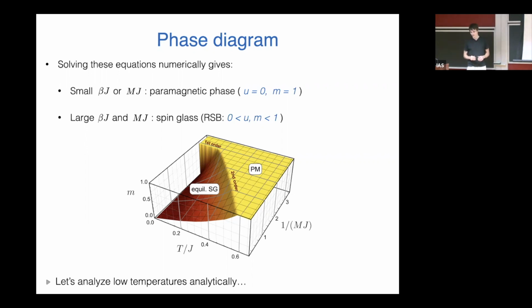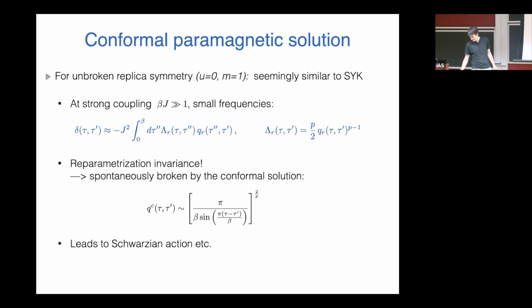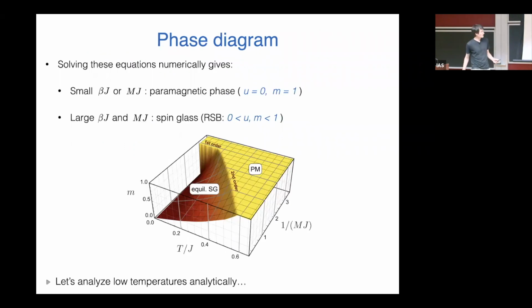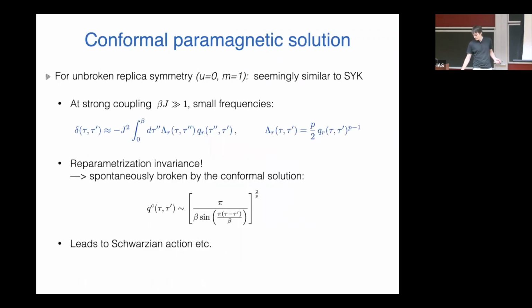And in both cases, there will be a sense. Well, okay, let me just do that. So let me start with the paramagnetic solution. So this corner up here at low temperatures or strong coupling. And let's ask if we can find a conformal solution.